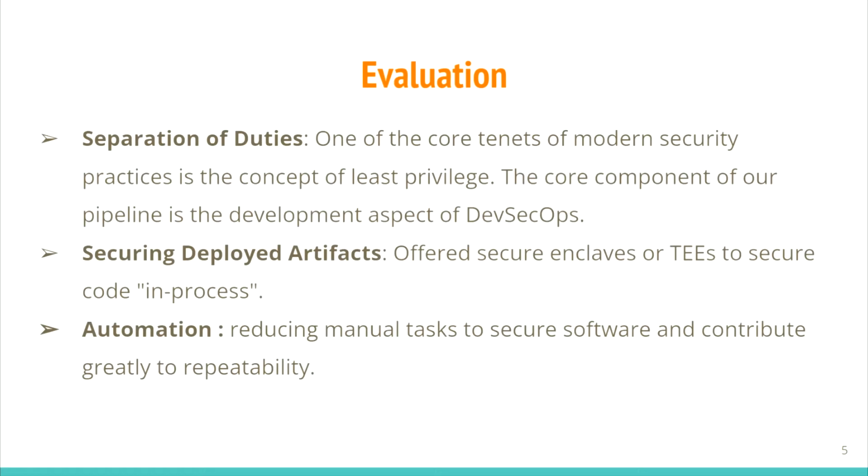The core component of their pipeline is the development aspects of DevSecOps. Dev means developer. These individuals are responsible for writing code, while they may be able to develop, test, and deploy locally in a test environment. Sec means security. These individuals are responsible for attesting to the security of the code and deployment artifacts in the system. Ops means operations. These individuals are responsible for maintaining finished secure artifacts in production.